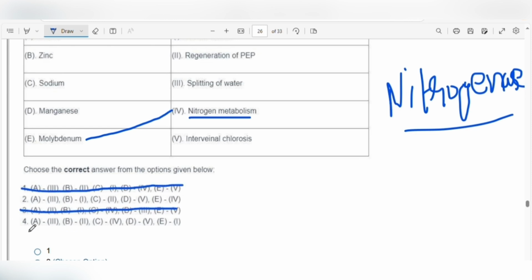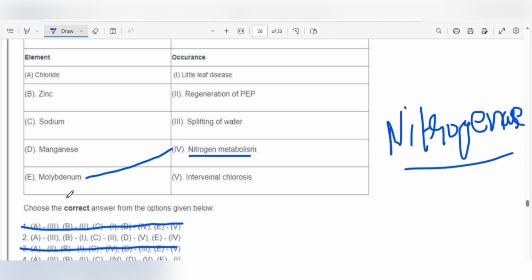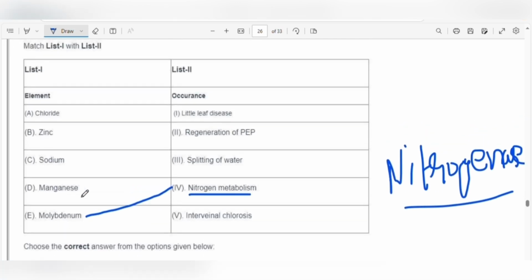But still, you should not follow this method. You should check other options as well. So if E is 4, then D is 5. Manganese causes interveinal chlorosis. All right.